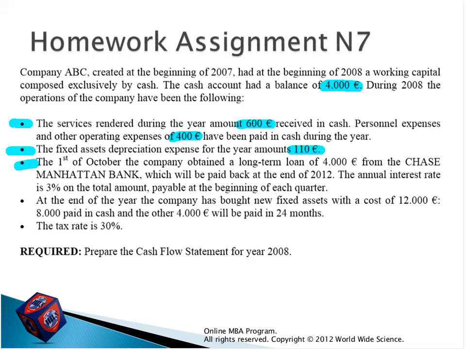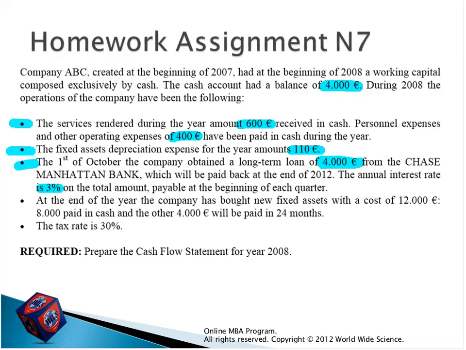On the 1st of October, the company obtained a long-term loan of 4,000 euro from the Chase Manhattan Bank, which will be paid back at the end of 2012. And the annual interest rate is 3% on the total amount, payable at the beginning of each quarter. So, first of all, the company has got the loan of 4,000 euro. That means this cash comes into the company with a positive figure, 4,000 euro.